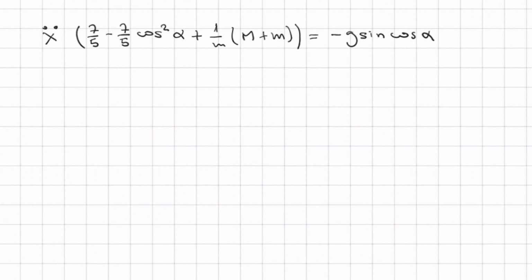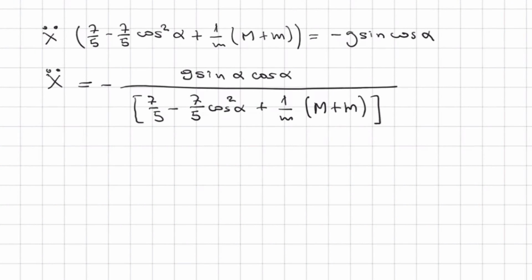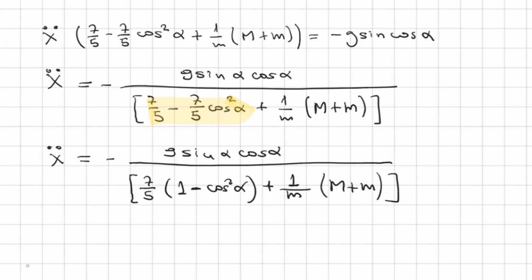Now we take the part that is multiplying the x2 dots and send it to divide to the other side of the equation. Now in this part, we take 7/5 factor common out, right? And the result is this. We know that 1 minus cosine square of alpha is sine square of alpha. Then the equation is going to look like this.